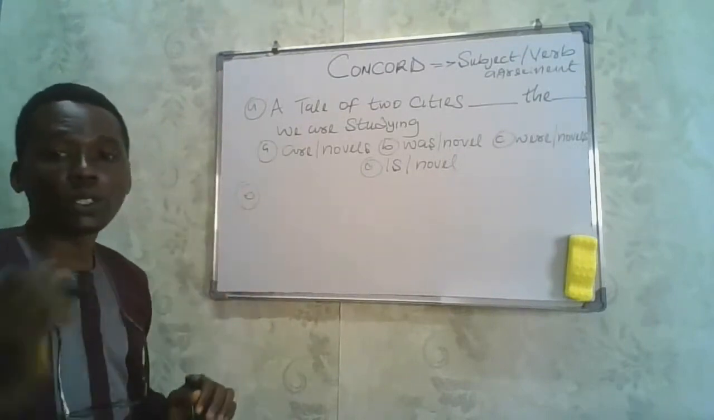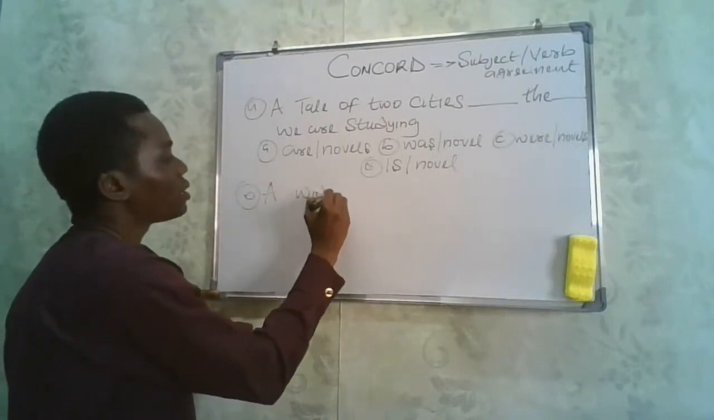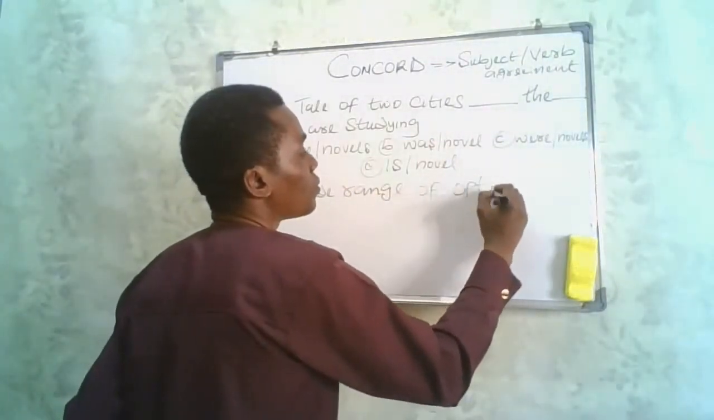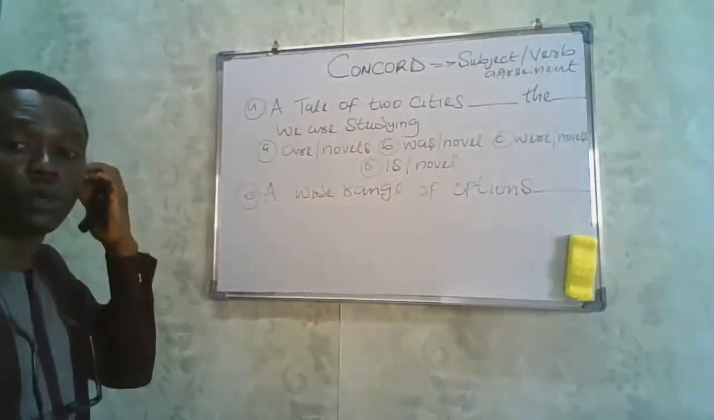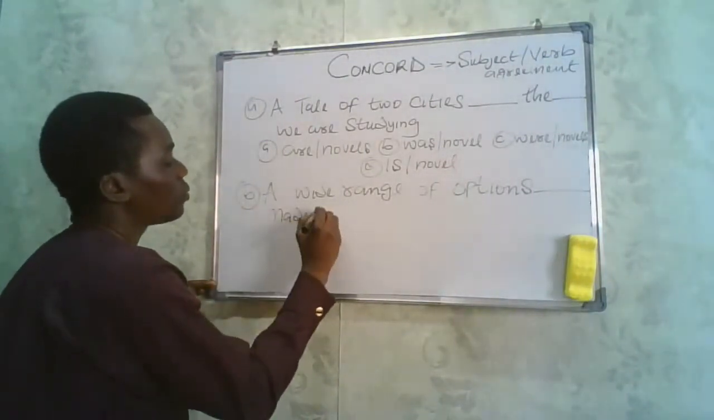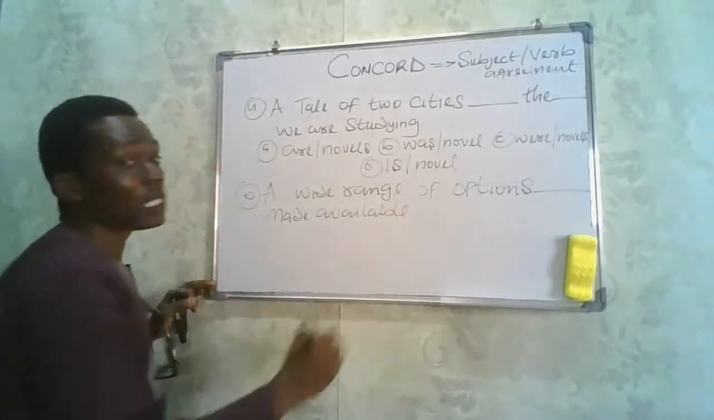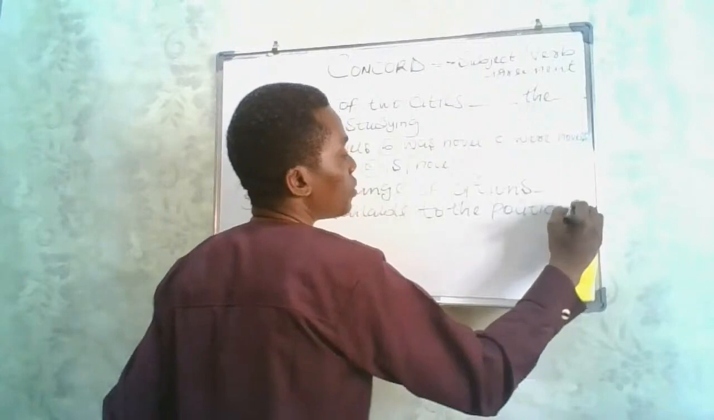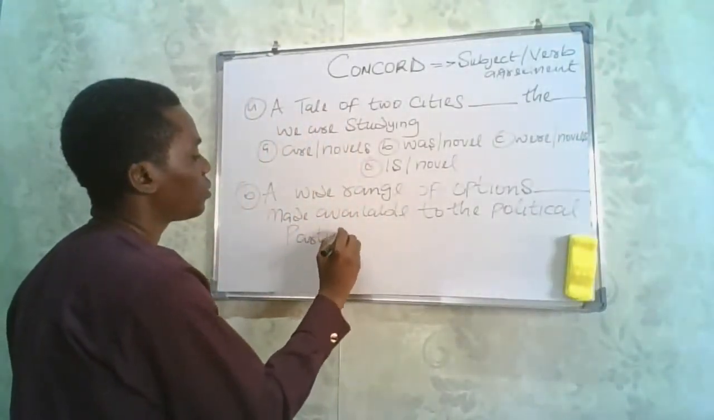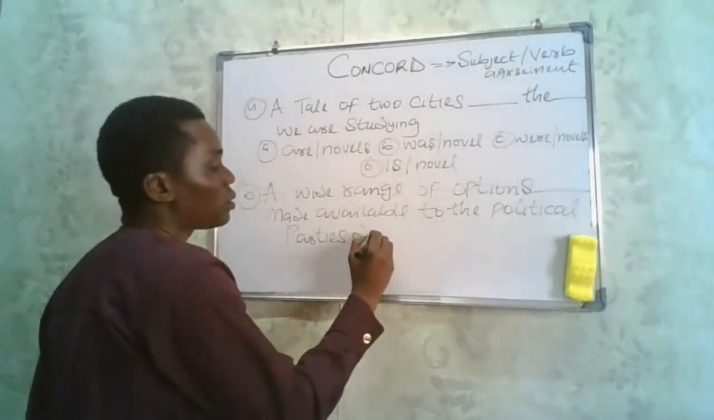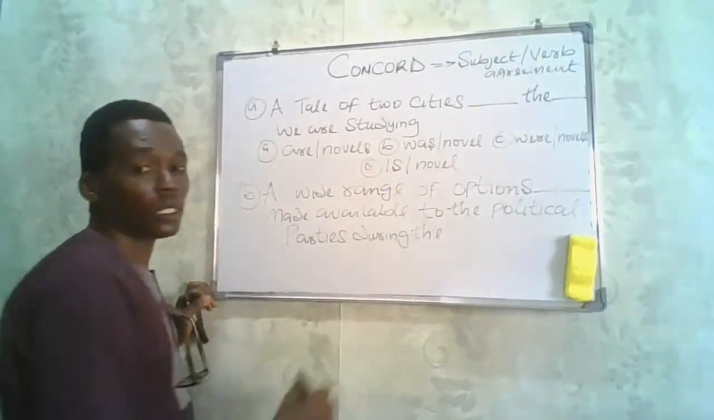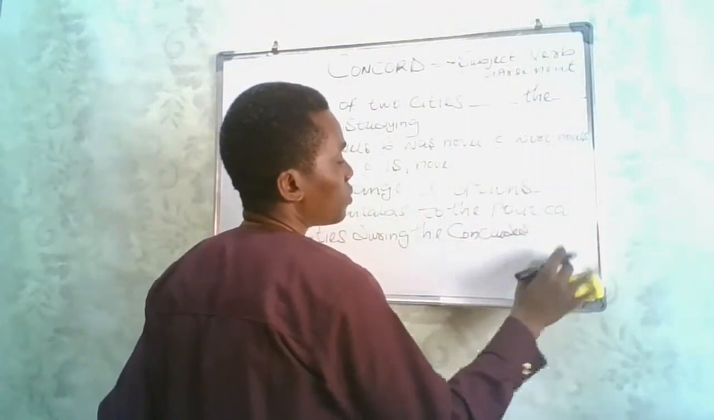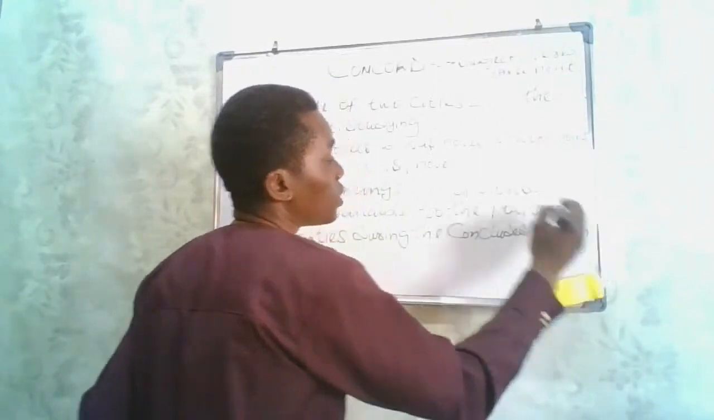Now, question B says: a wide range of options dash, a wide range of options dash made available to the political parties during the concluded election. So you're asked to fill in the gap.